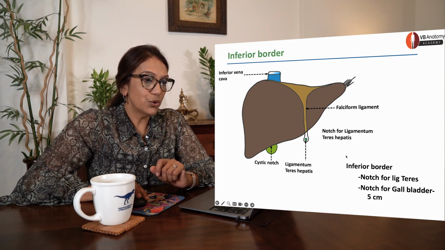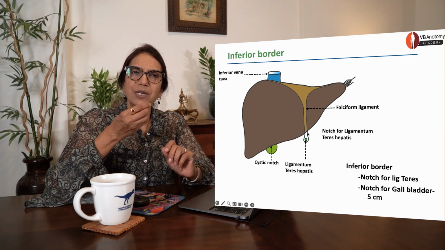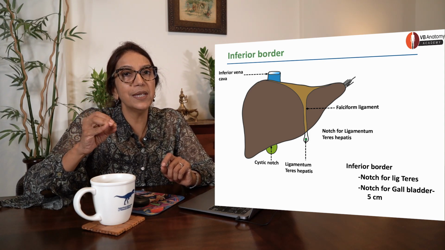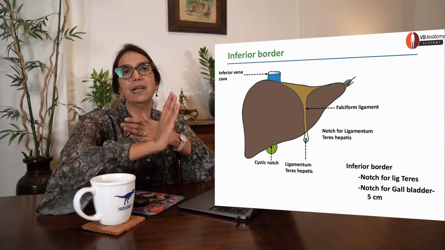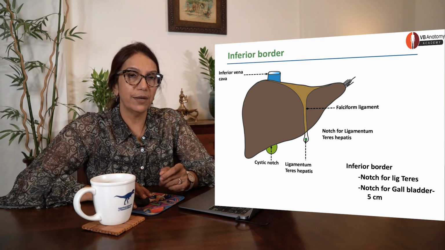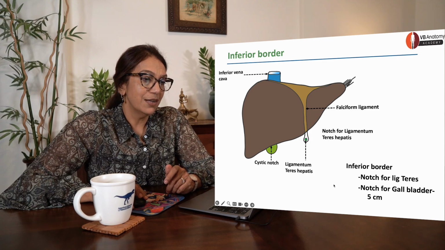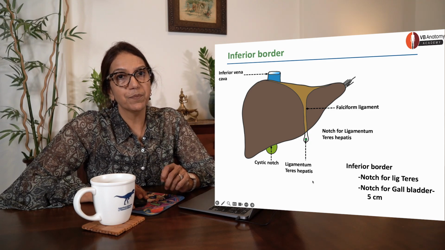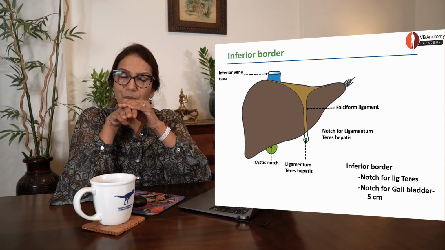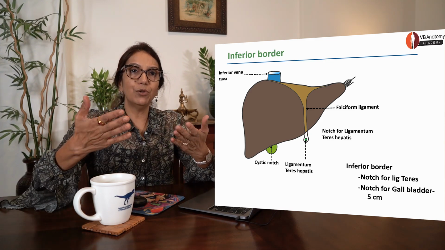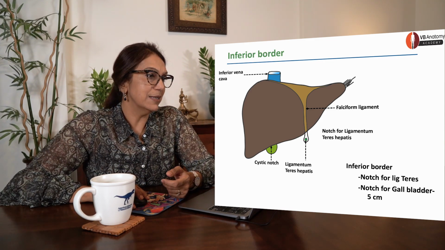A little bit about inferior border, which like I told you is the sharpest border of liver. This sharp border shows presence of a notch somewhat slightly to the right of midline, which is called the notch for ligamentum teres. Obviously, that's where the ligamentum teres goes into the liver. And 5 centimeter to the right of it, you find another notch, which is the notch for gallbladder. So it's a small little notch from where you can see a little bit of gallbladder protruding out. And that's how the gallbladder is visible from anterior surface.